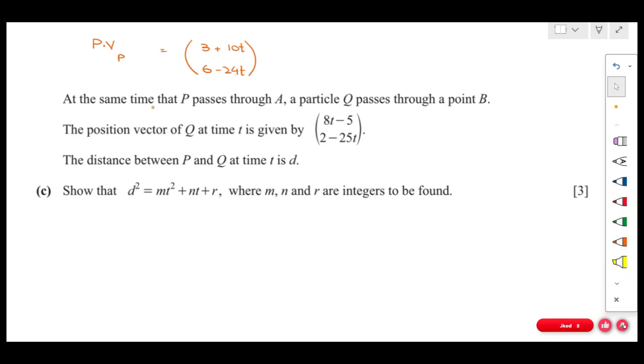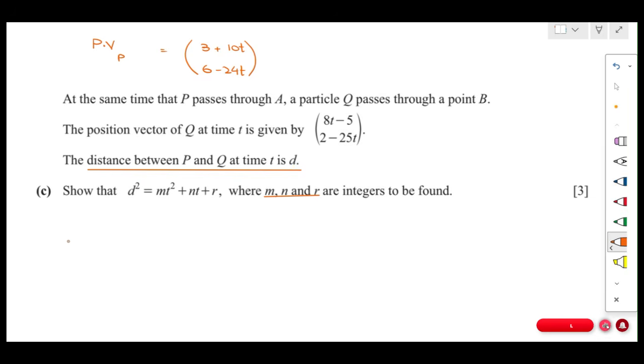Now for part C, at the same time that P passes through A, a particle Q passes through B. The position vector of Q at time t is given. So the position vector of P is this, the position vector of Q is this. The distance between P and Q at time t is d. Part C, show that d squared is mt squared plus nt plus r, where m, n and r are integers to be found. So we need to figure out the distance d between the particle P and the particle Q at time t, and then take its square.